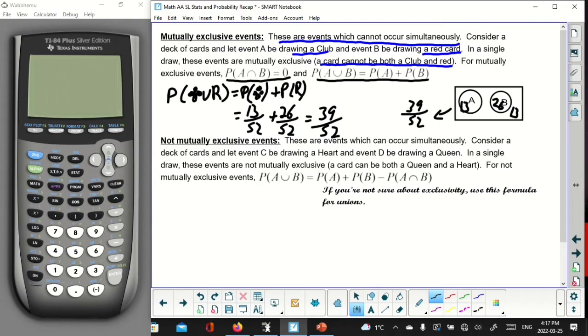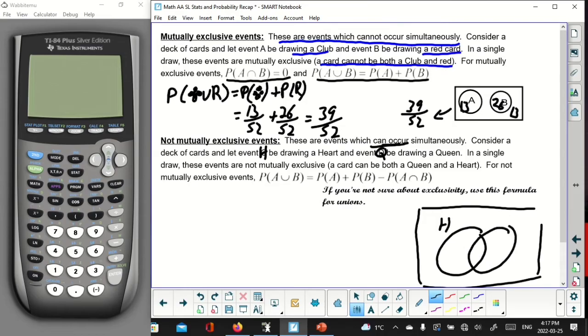What you should not do is assume that things are mutually exclusive. Non-mutually exclusive events are events that can occur simultaneously. Consider a deck of cards where C is drawing a heart and D is drawing a queen. So let's call this event H and Q. In a single draw, these events are not mutually exclusive because you could have a card that is both a queen and a heart. Honestly, maybe we should start with the Venn diagram here. We've got hearts, we've got queens. We've got one card that is both a queen and a heart. We've got 3 other queens, and we've got 12 other hearts.